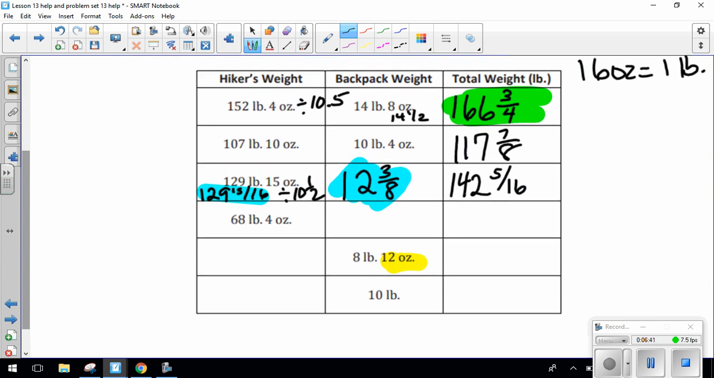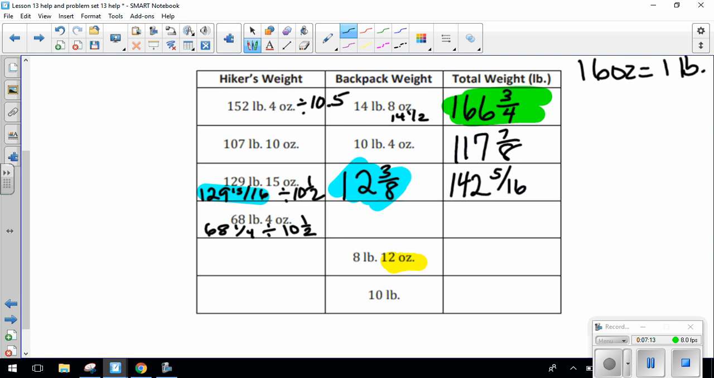Okay, the next row, to find the backpack weight, I'm going to take 68. 4 ounces is 4 out of 16. I just reduced that to 1/4. I don't know if you can read it clearly. So it says 68 and 1/4. And I'm going to divide this by this 10 1/2.